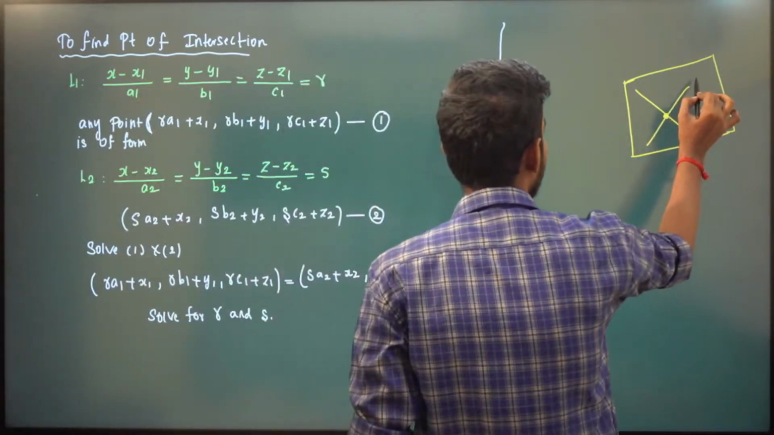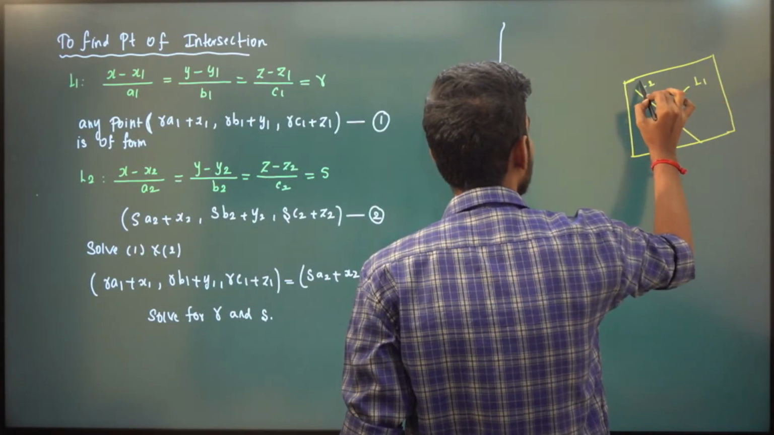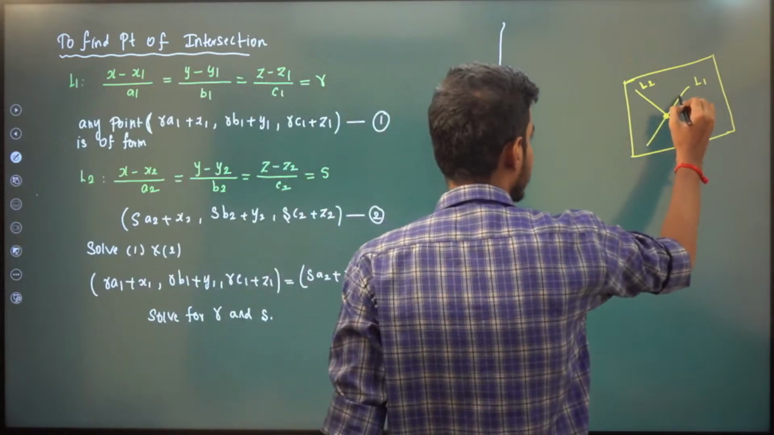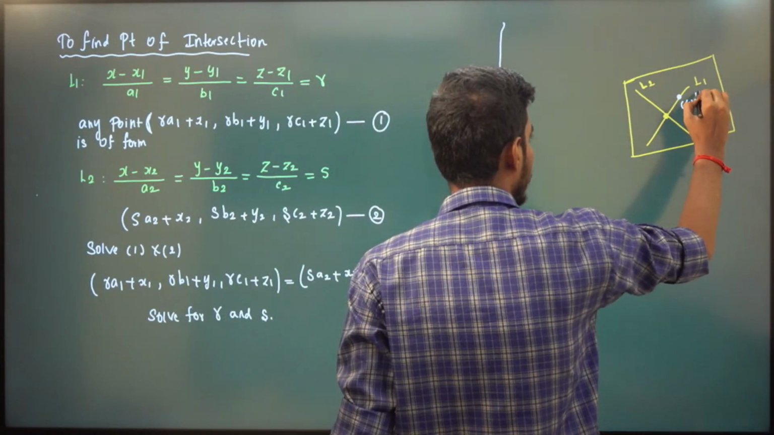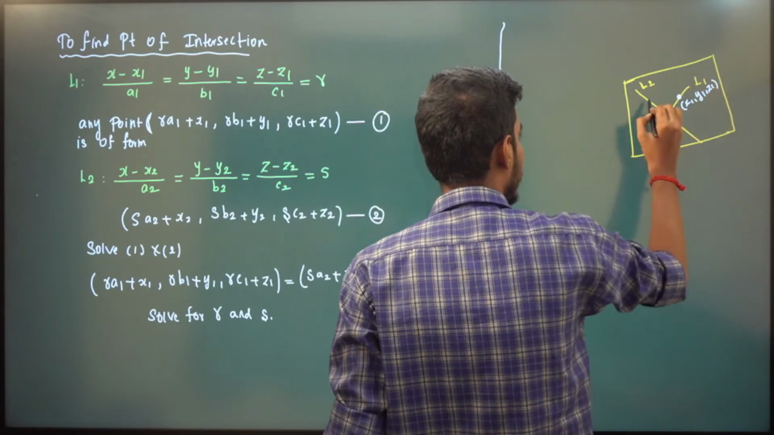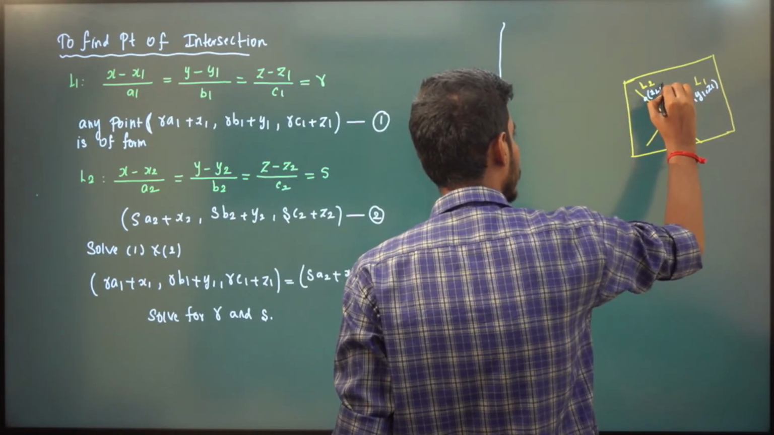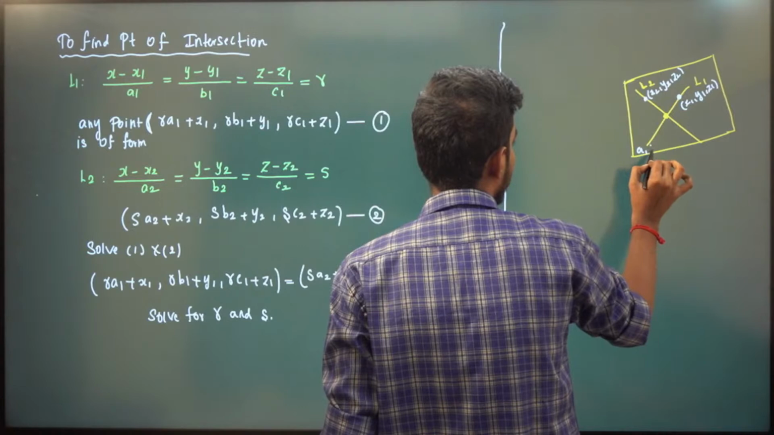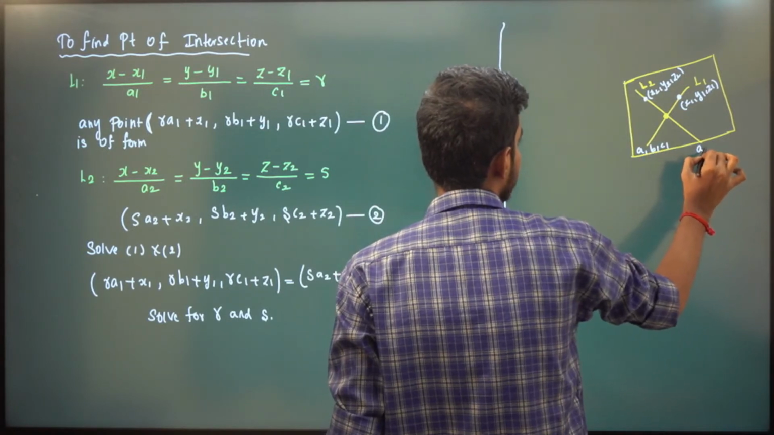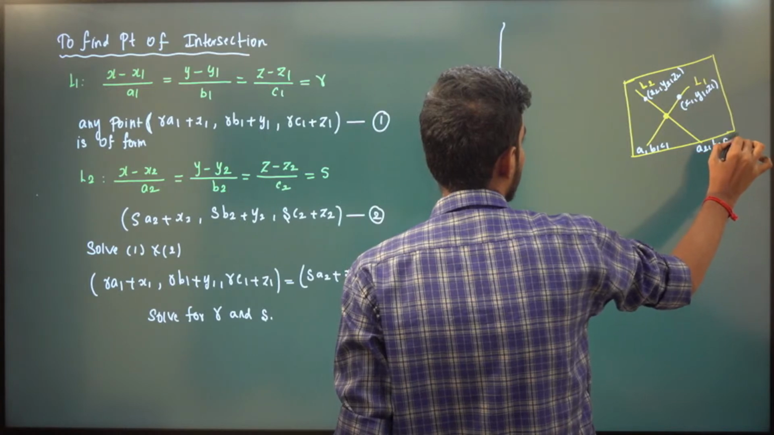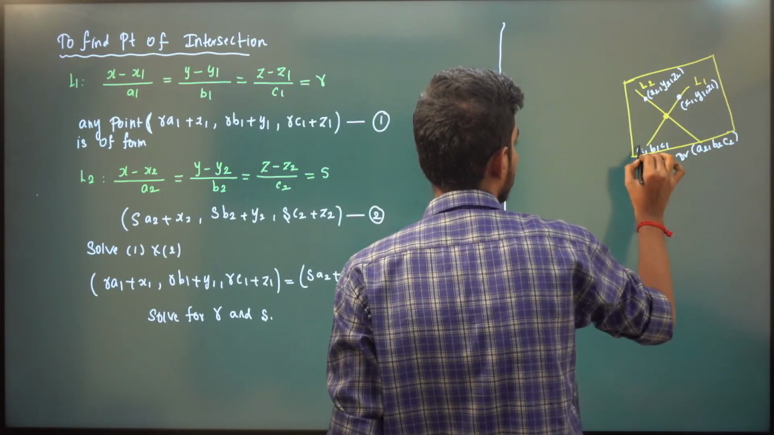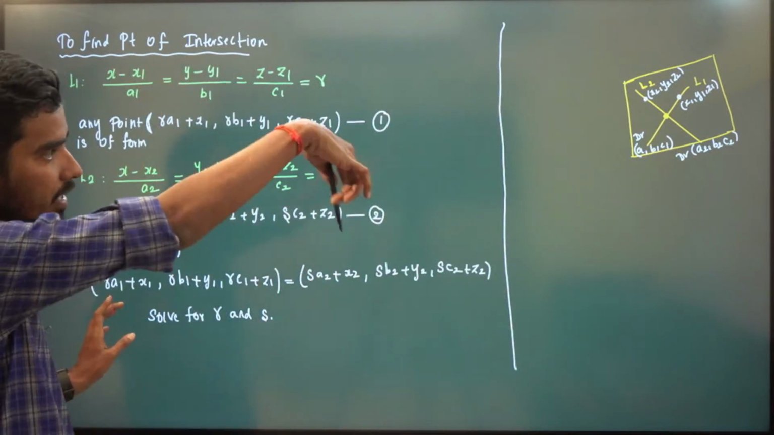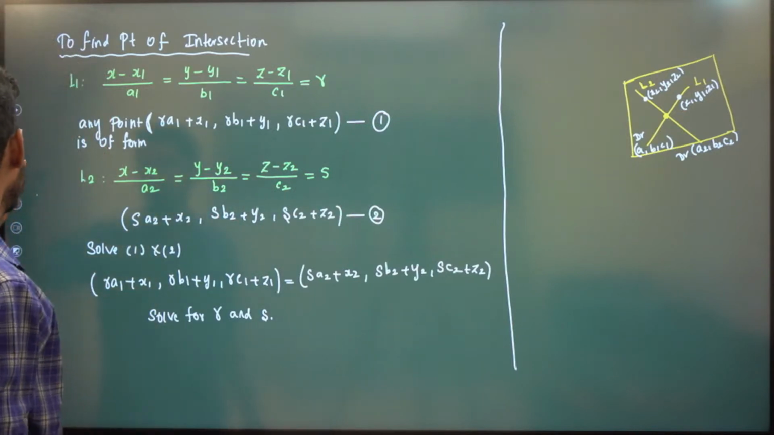So we have a line L1, we have a line L2, right? And we know X1, Y1, Z1 is the known point, and we know X2, Y2, Z2 is the known point in L2, and this has direction ratio A1, B1, C1, and this has direction ratio A2, B2, C2, right? So we know this. Now we're going to find the equation of the plane in which they lie.